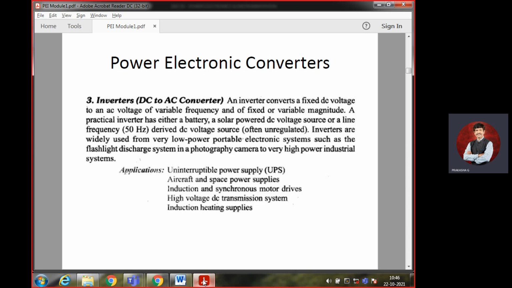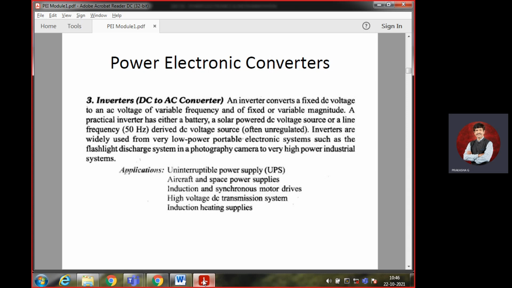Any doubts? How is DC to AC going to get converted? The circuit diagram is very, very important. Two transistors are functioning here in one cycle, just like your bridge rectifier. You have studied the full wave bridge rectifier. In a bridge rectifier, two diodes are working during the positive half cycle. During the negative half cycle, the other two diodes work. Similarly, two transistors are working here, and the other two transistors will be working in the opposite direction.